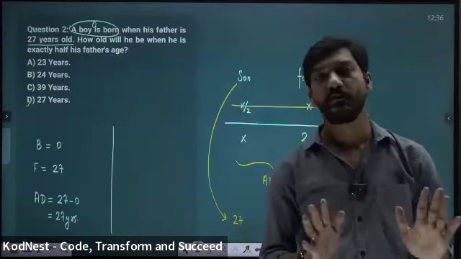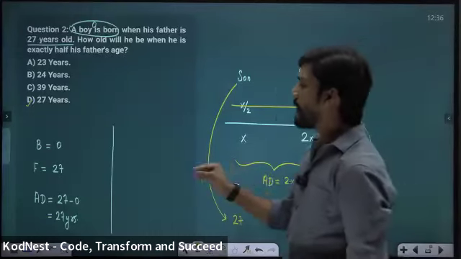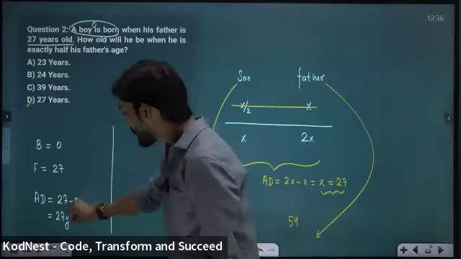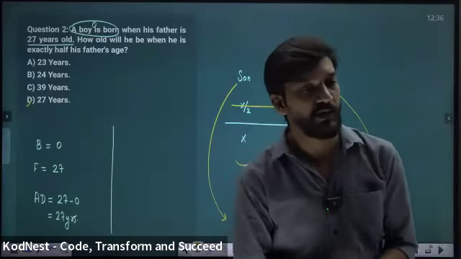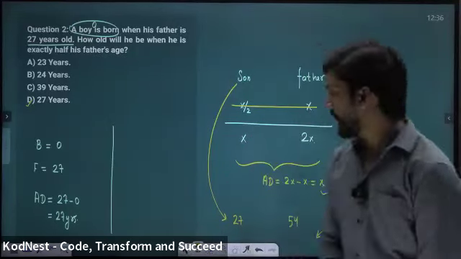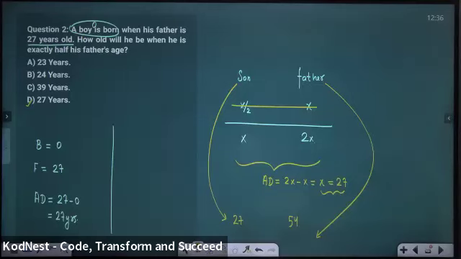Understood or not? Very simple question, but you have to identify that the age difference is given, not directly but indirectly. Okay, indirectly they have given. Please don't take x by 2 and x; a little bit difficult it will be. Not that much, but still.